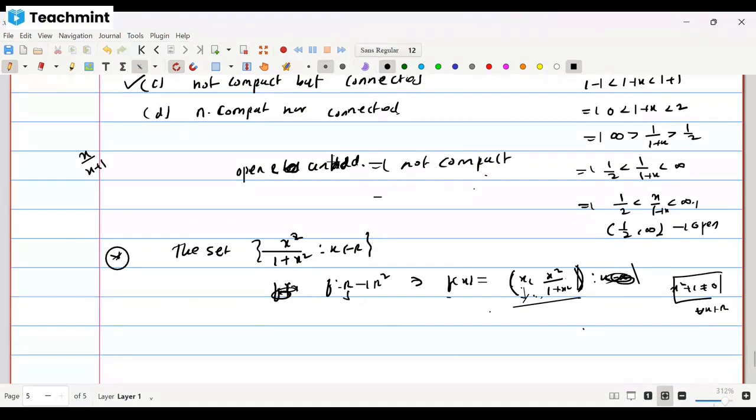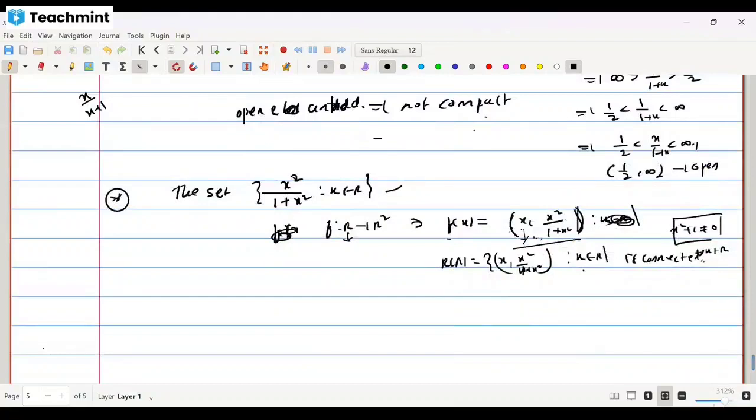But the domain R is continuous and connected, therefore its image, f of R equal to x comma x square by 1 plus x square such that x belongs to R, is connected. So whenever this one is connected, this one is also connected. Therefore x square by 1 plus x square such that x belongs to R square is connected. If you treat this one as a subset of R, then what happens, sir? Take it as an interval.